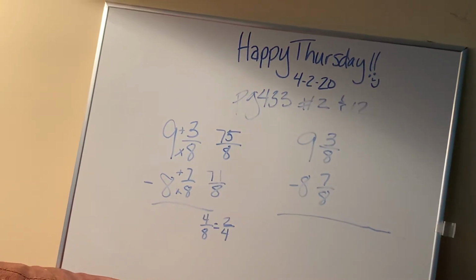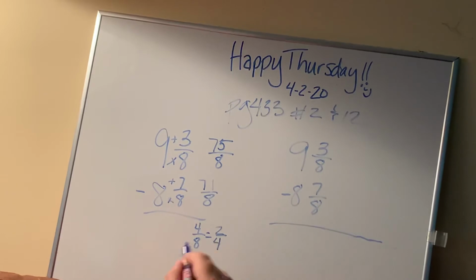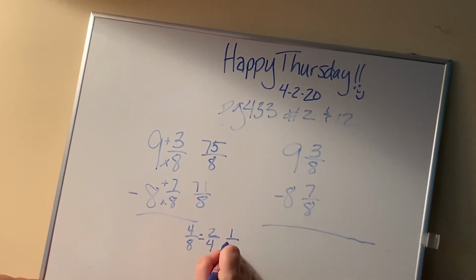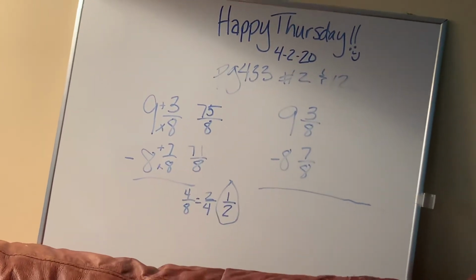Oh, wait, I can reduce again. What will go into both 2 and 4? 2. 2 divided by 2 is 1. 4 divided by 2 is 2. So your answer is 1/2 altogether, okay?